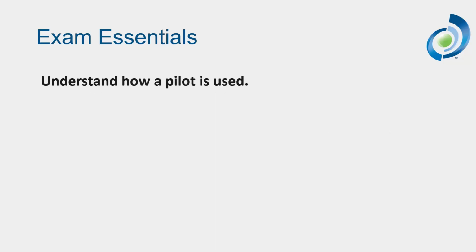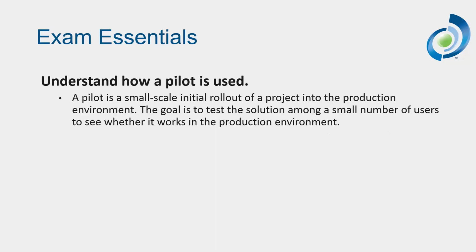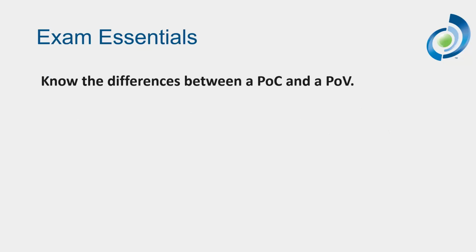Understand how a pilot is used. A pilot is a small scale initial rollout of a project into the production environment. The goal is to test the solution among a small number of users to see whether it works in the production environment. Know the difference between a POC and a POV.